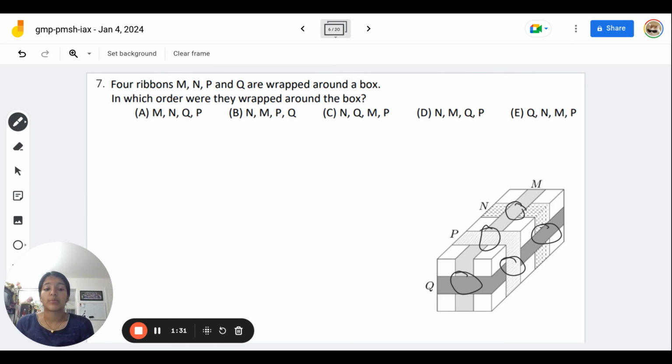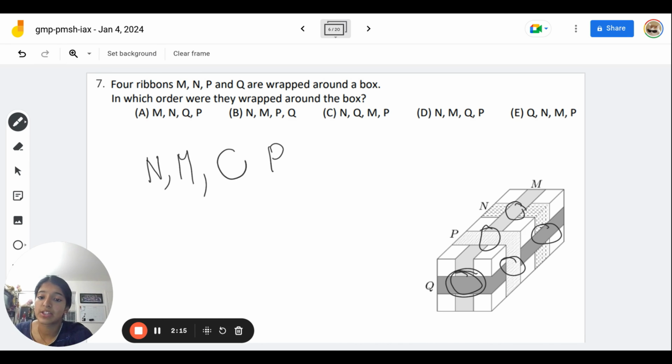So when we look at P, we can see that P is over on top of M and Q. So that means that P happened after M and Q. So when we look at it, we know that N was the first ribbon that was put on, and P was most probably the last ribbon that was put on, just because it's over M and Q. And then we have to figure out which one was put on before or after, M or Q. So when we look at this intersection right here, we see that M is below Q, which means M was put on before Q. So after N, M was put on, and then Q was put on, and then P. So as we look at all the possibilities, the only one that has N, M, Q, and P is letter D.